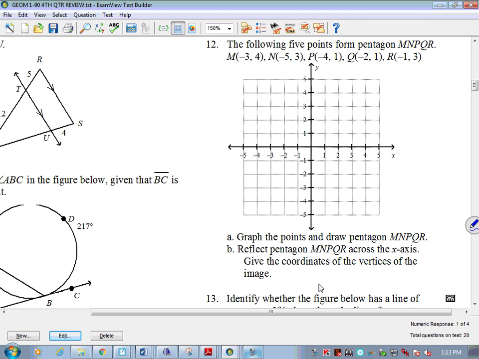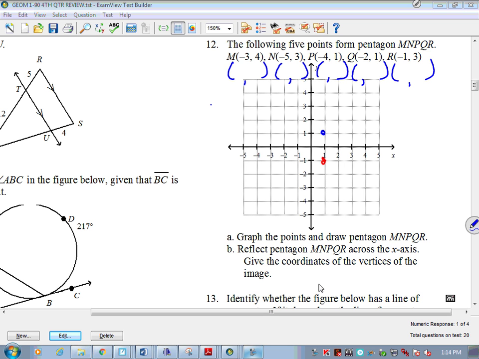All right, number 12. The following 5 points form pentagon MNPQR. It's going to say graph the points, draw the pentagon, reflect the pentagon across the x-axis. If I'm reflecting something across the x-axis, what is happening to the coordinates? If you're reflecting something across the x-axis, so let's say we have this position here, that means the new position is going to be here.